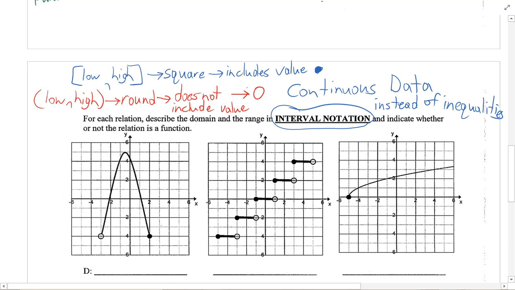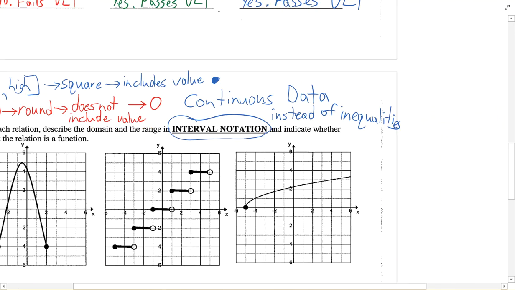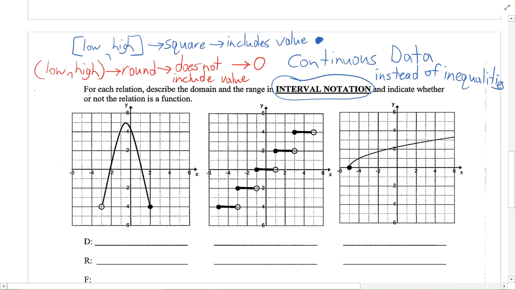Okay? One other thing that comes up with interval notation, you can also use infinity and negative infinity if it continues forever. Okay? If you use infinity and negative infinity, you must use rounded brackets.